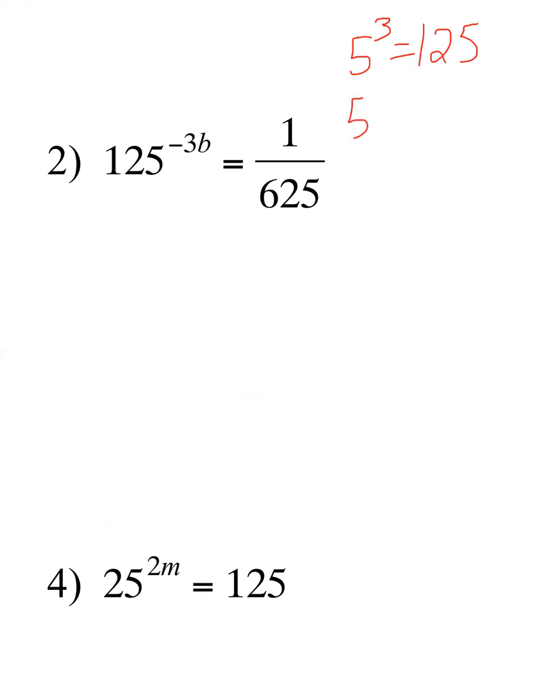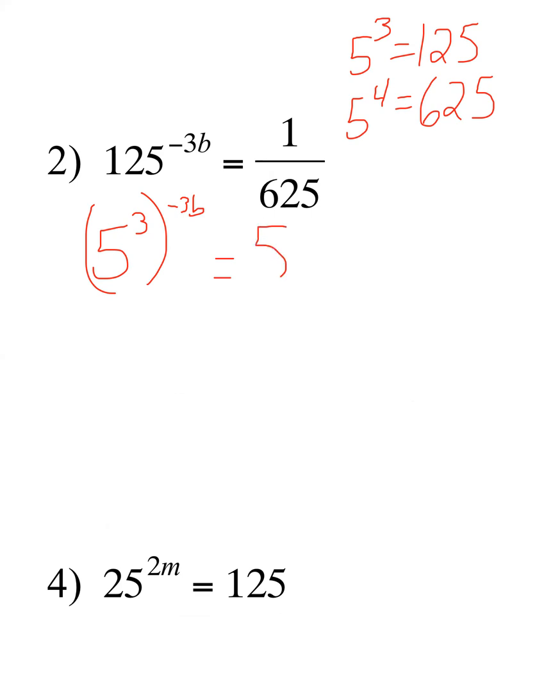And 5 to the 4th just so happens to be 625. All right, cool. So 125 now becomes 5 to the 3rd, and then I'm going to raise that to the -3b. On the right-hand side, I want 1 over 625, so that's got to be 5 to the -4th, right? That's how I would get it into the denominator.